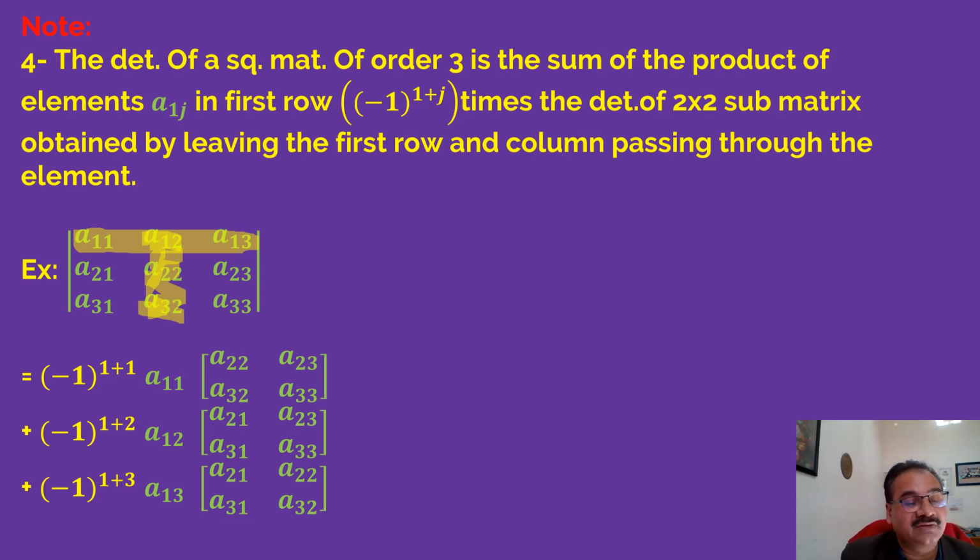And now the last is a13. 1 plus 3 is an even number, so the sign is positive. For a13, you can omit its row and column, and then write the remaining elements: a21, a22, a31, a32. So in this way, you can expand the determinant.